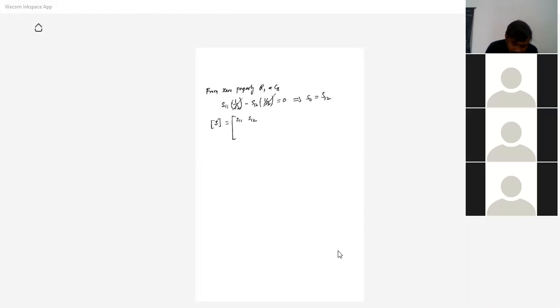So S12 also S11. Then write S11, and this is 1 by root 2. So this is S11 also S11. This is minus 1 by root 2. This is 1 by root 2 minus 1 by root 2, 0. Okay.